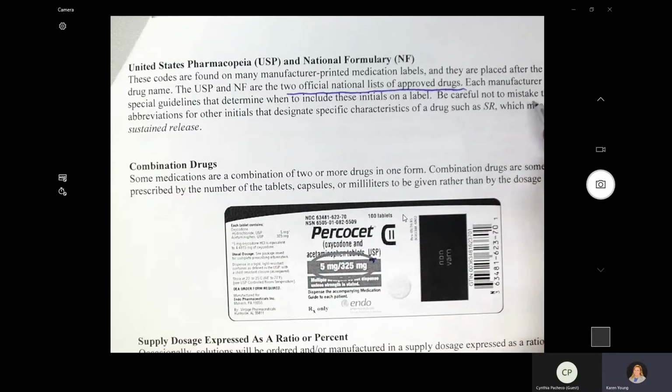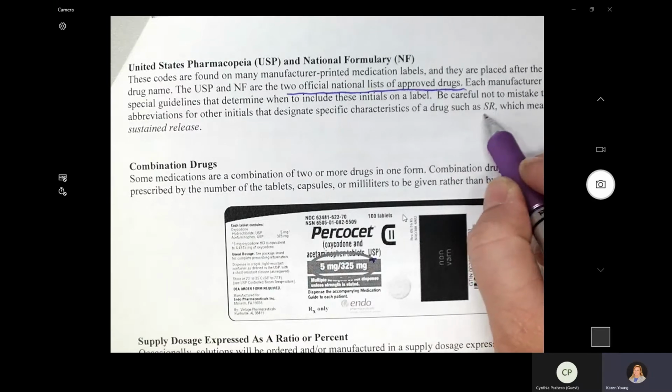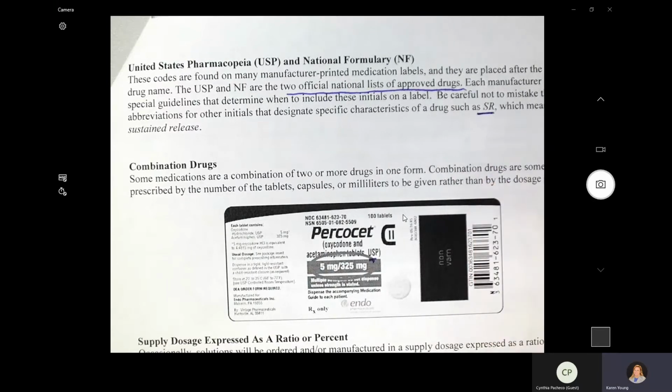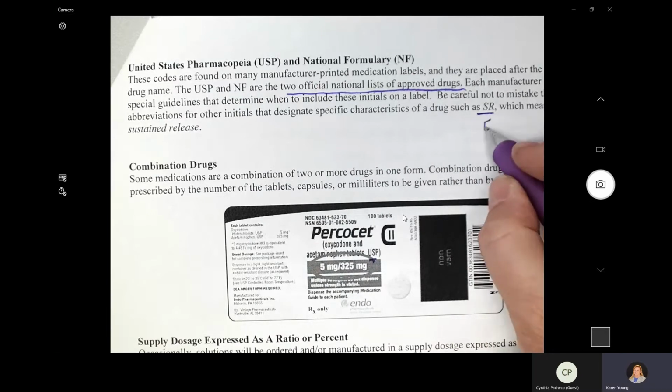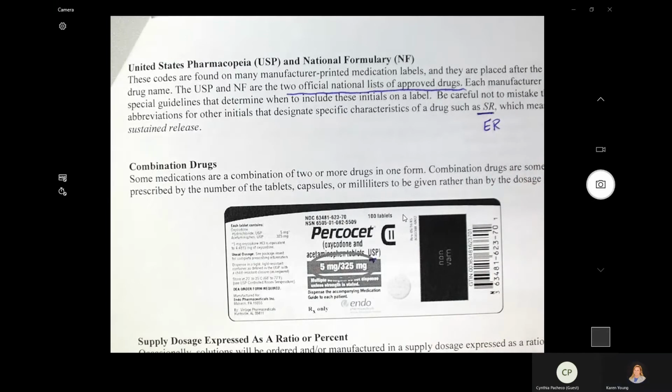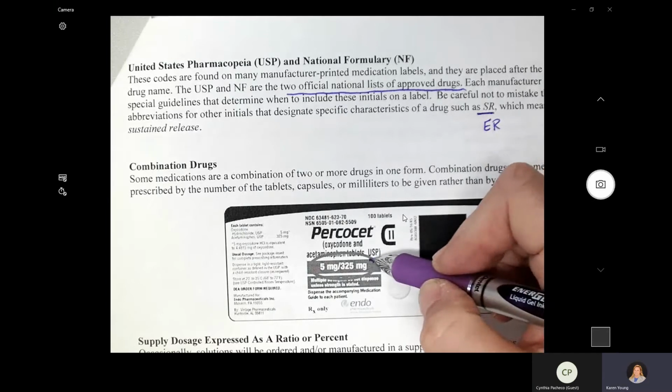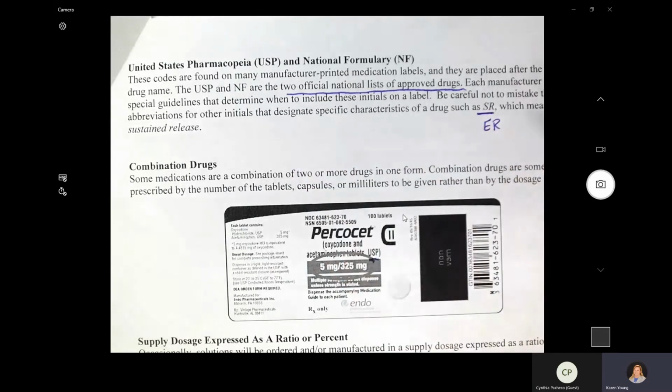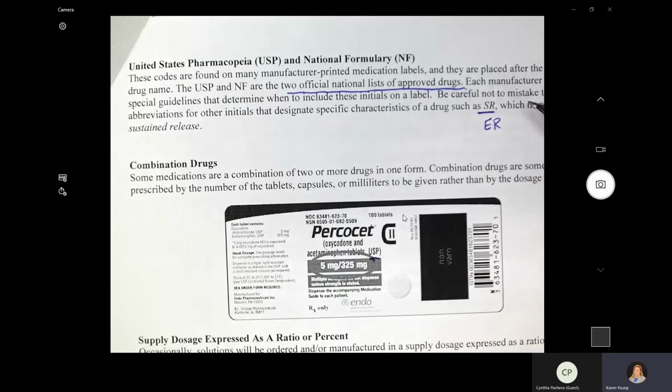Be careful, don't confuse it with characters such as the SR, which is sustained release. There's the ER, which is extended release. There's a few other abbreviations like that. But make sure it's either USP or NF for the National Drug List.